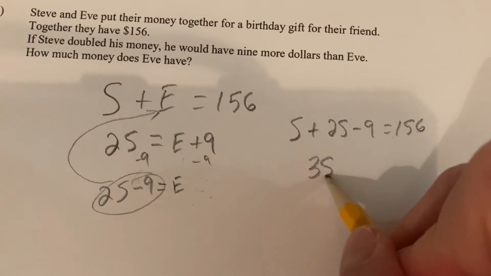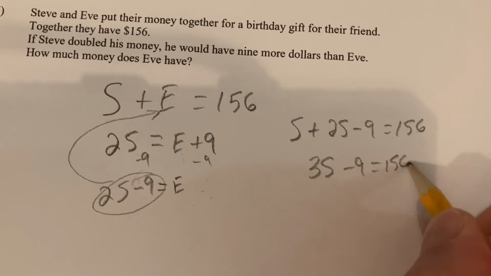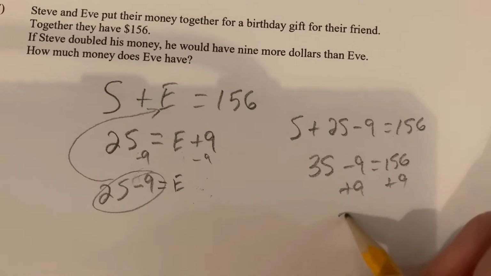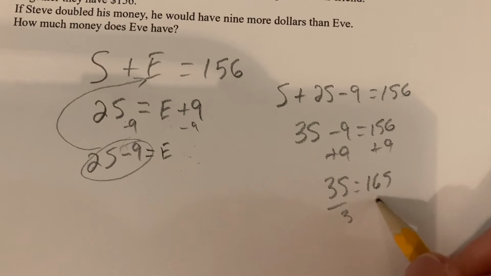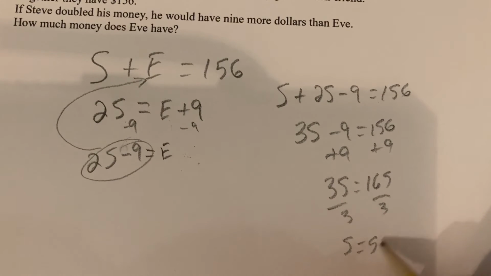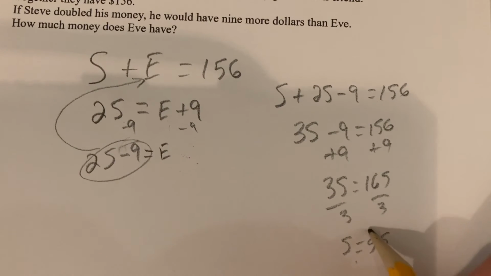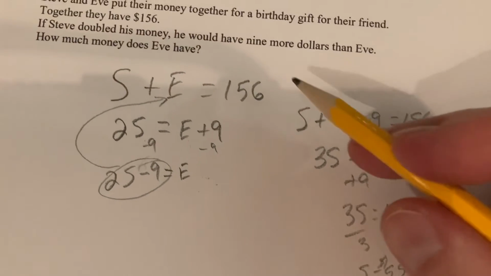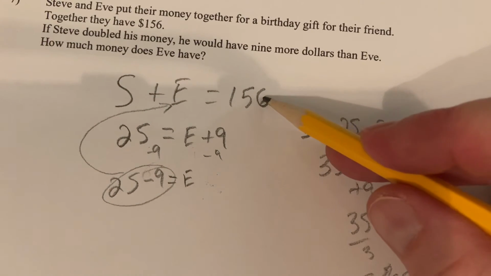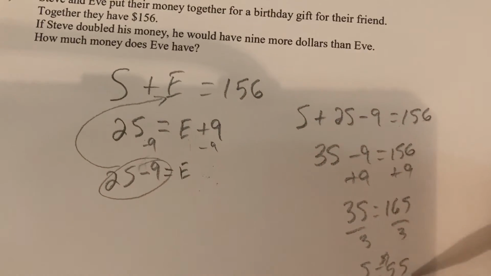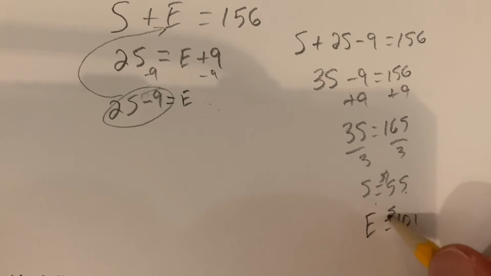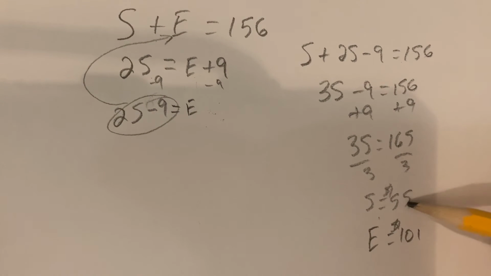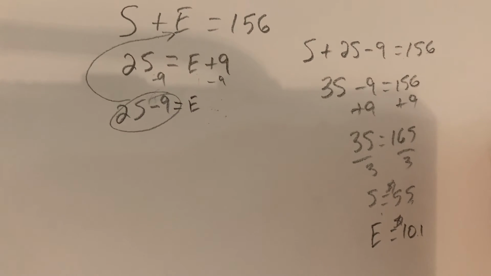Put those together, that's 3S minus 9 equals 156. Add the 9, 3S equals 165. Divide by 3, and we get S equal to 55. So Steve has $55, okay? And together, they have $156. So if I take 55 away from 156, that means Eve has $101. Okay, if I double Steve, 110, that would be 9 more than Eve. 9 more than that. Yep, that checks out.